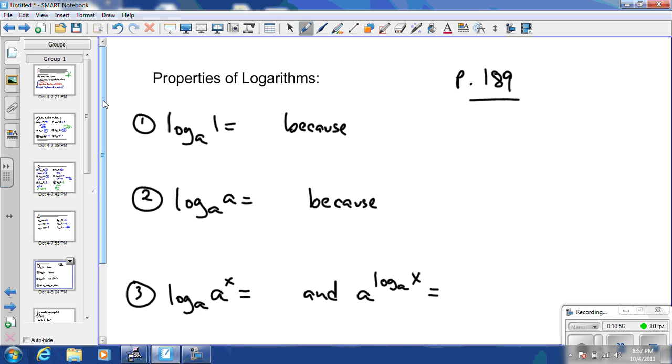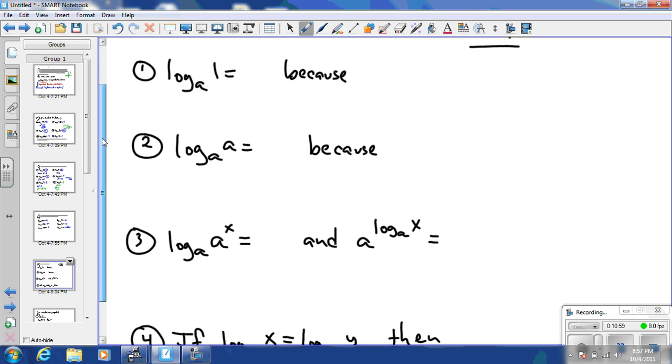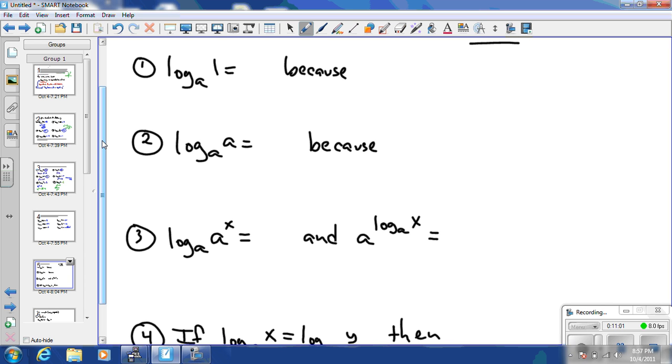Here's some properties of logarithms, and they are on page 189, but let's go through these. What is the log base a of 1 equal to? In other words, what power would you have to raise a to in order to get 1 as your answer? Well, anything to the 0 power equals 1. So log base a of 1 equals 0 because a to the 0 power will equal 1. Log base a of a, what will this equal? This will equal 1 because a, the base, to the first power is equal to a.